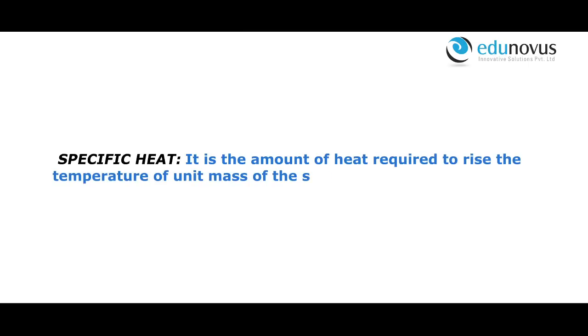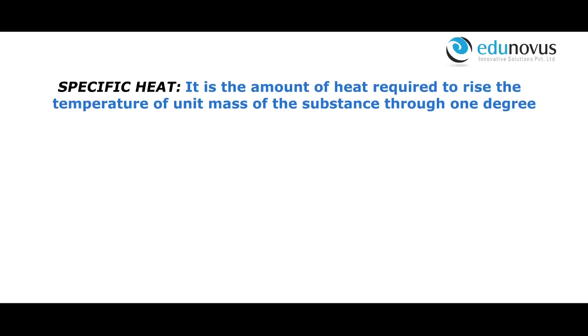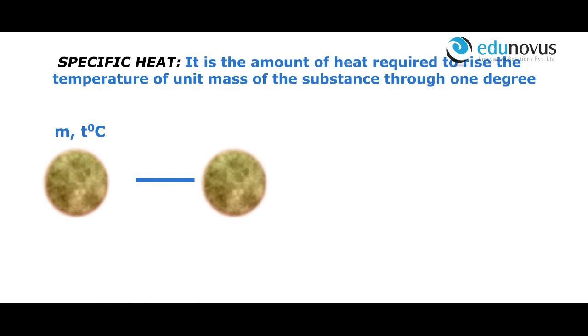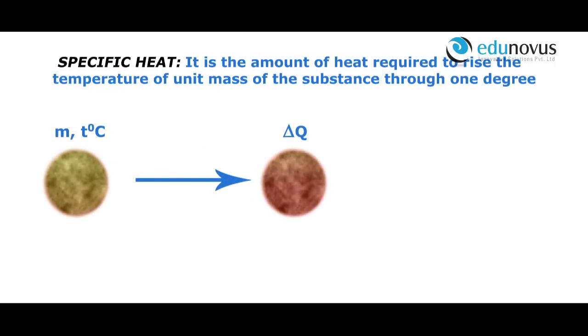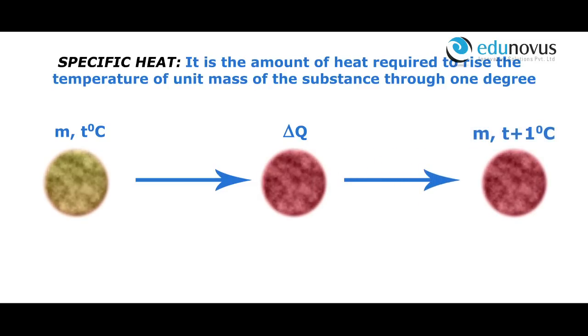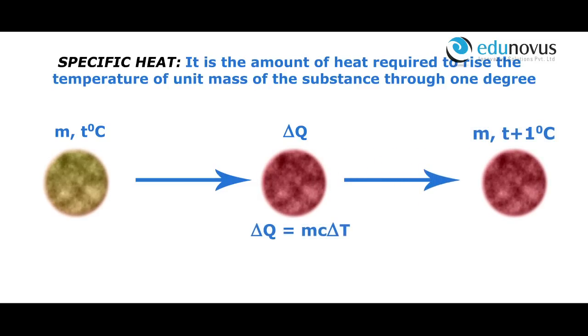Specific heat is the amount of heat required to raise the temperature of unit mass of the substance through 1 degree centigrade. Consider a body of mass m at T degree centigrade. We supply heat of delta Q to raise its temperature by 1 degree centigrade. Then we have an expression delta Q is equal to mc delta T.